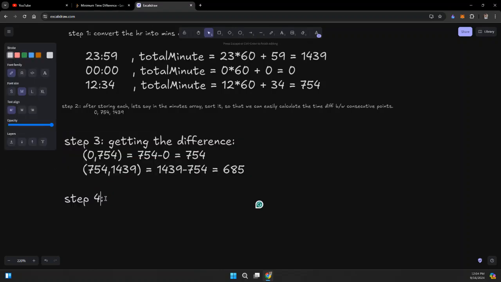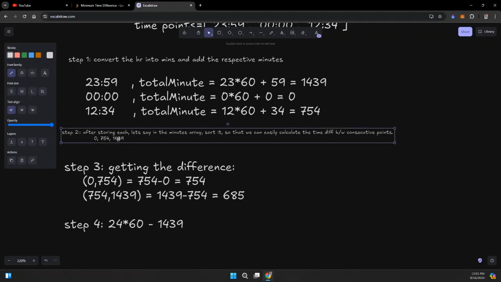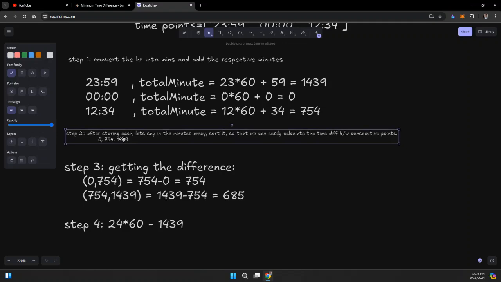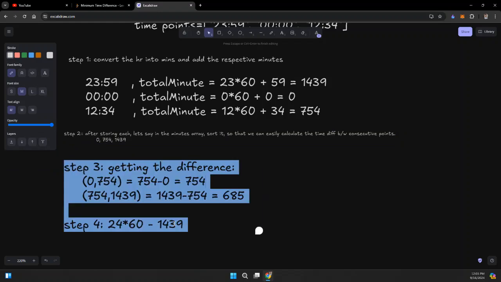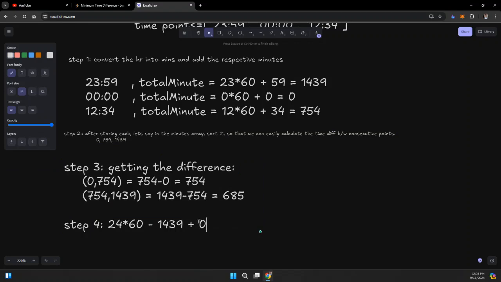So 24 hours means what? 24 cross 60 minus the last time, right? What is the last time? Last time is 1439, right? See this, 1439. And finally, you have to add the first one. First one is 0, right? And whatever this comes to, the answer will be 1. Okay?